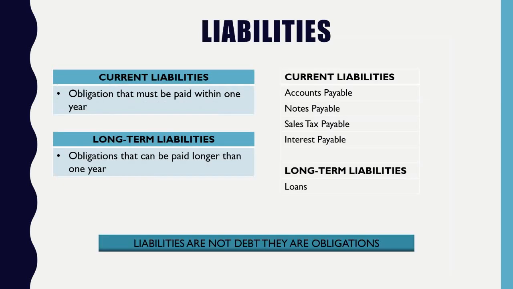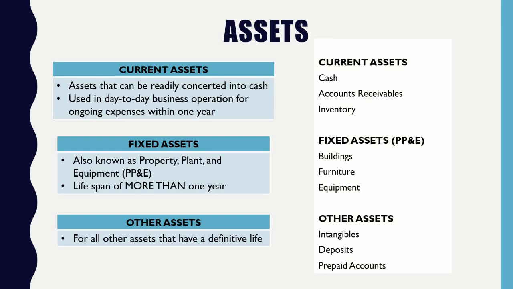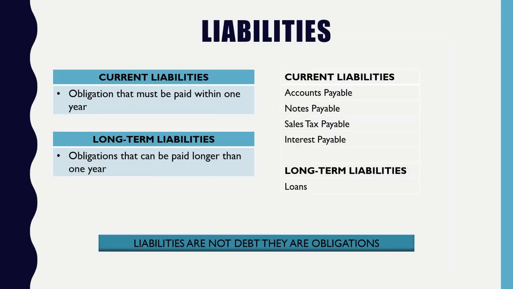Okay, so that's your assets. Any questions in regards to assets? No? Okay, so again, liabilities. Liabilities are things that you owe. Do not ever refer to your liabilities as debt, because it's not really a debt. In real life, yes, we understand that anything we owe to other people means we have debt. But when we refer to it from a business standpoint, these are obligations.